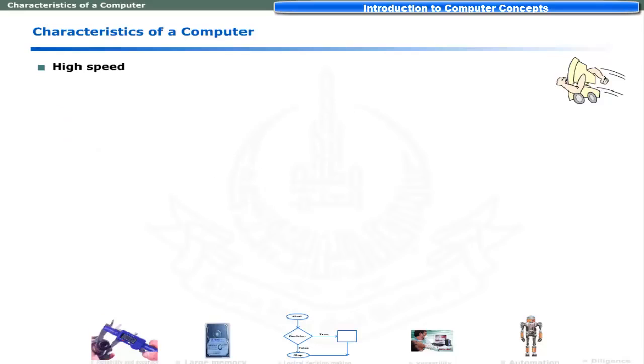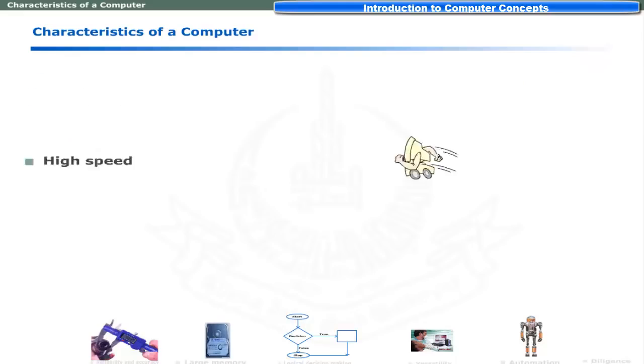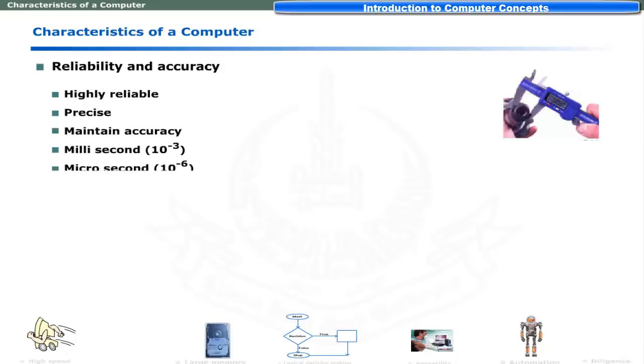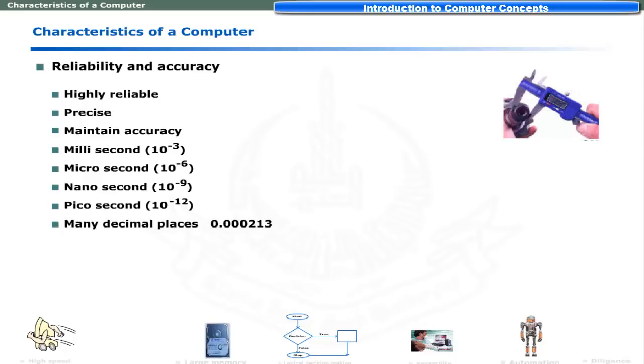Second and the most important feature of computer is reliability and accuracy. The results of computers are highly reliable and precise. Computers maintain accuracy within a millisecond, microsecond, nanosecond, picosecond, or any level of required precision. These are also accurate up to many decimal places in mathematical calculations.